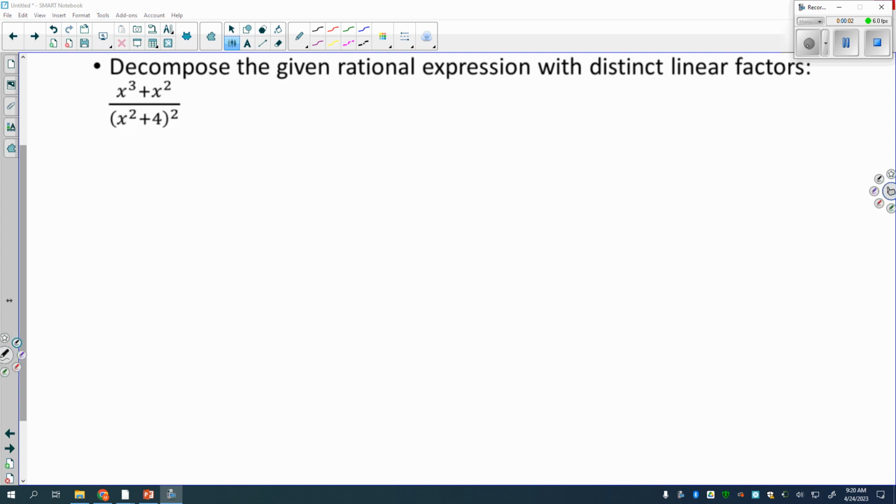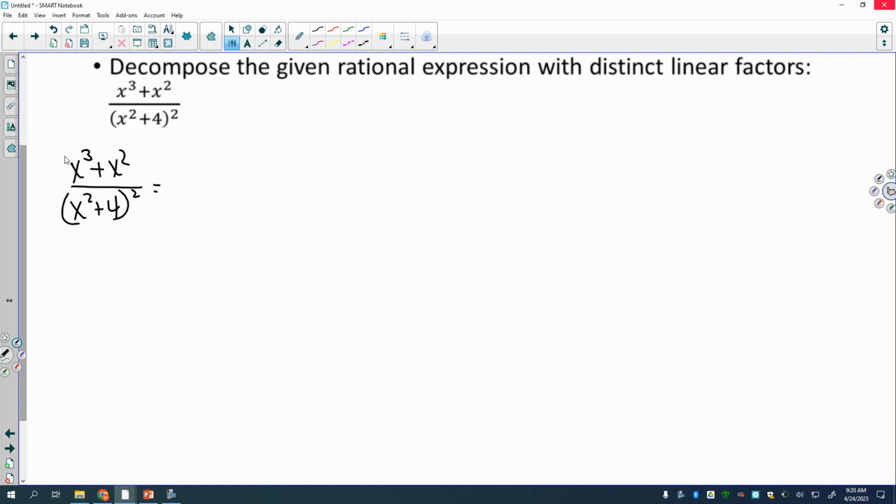This example is kind of a combination of the last couple of them. It's already factored, which is nice, but the denominator isn't a linear factorization. I can't factor x squared plus 4 any better, at least not without imaginary numbers, and I don't want that. But it's also squared. So it's a little bit of having to go through and combine a couple of the skills that we've practiced.